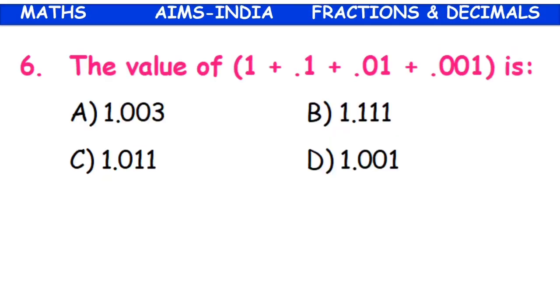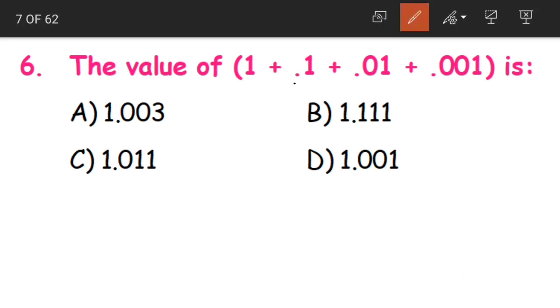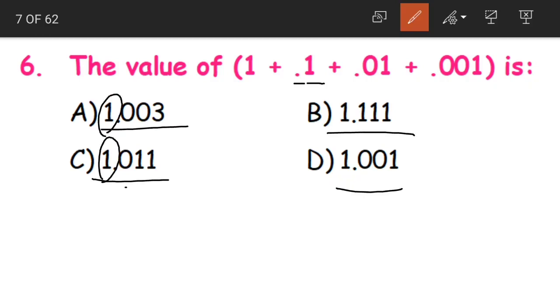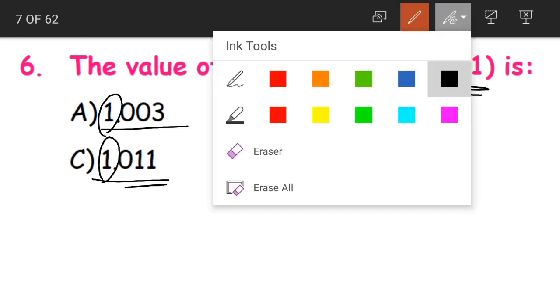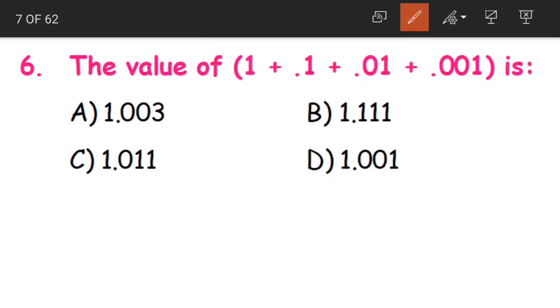Next, question 6. The value of 1 plus 0.1 plus 0.01 plus 0.001 is. Now you might be worrying, here we have a decimal point and the decimal part. What about the whole number part? See, if you look at the options, we have a whole number part and a decimal part. But for these 3 decimal numbers, there is nothing given in the whole number part. So we have to write a 0 for our convenience.